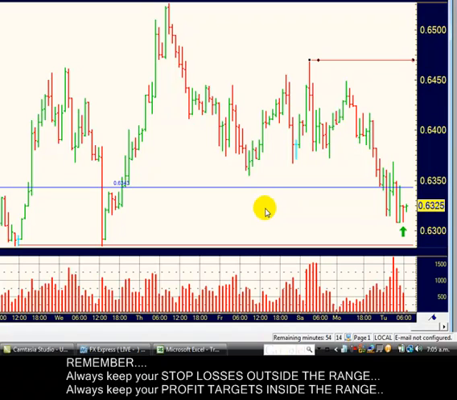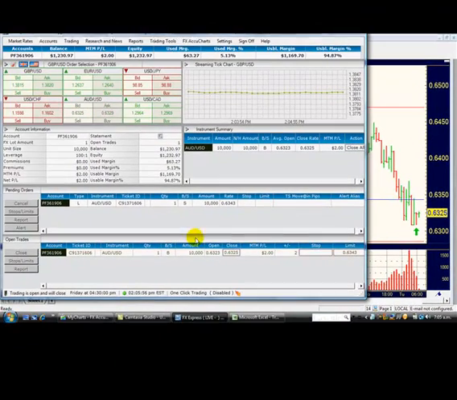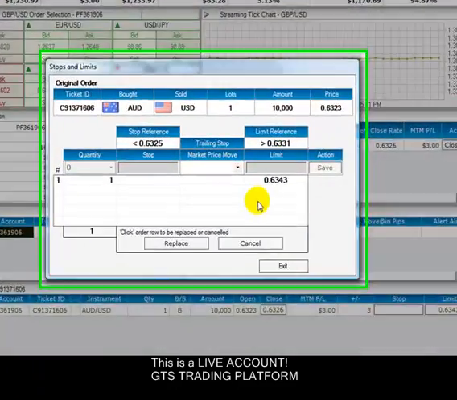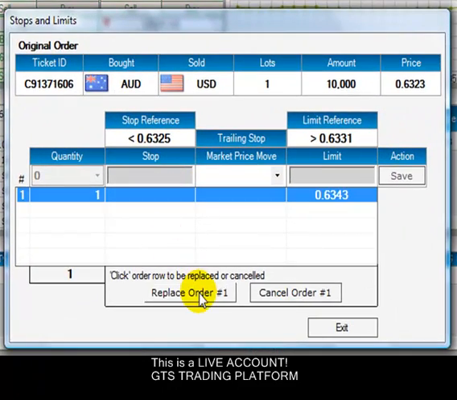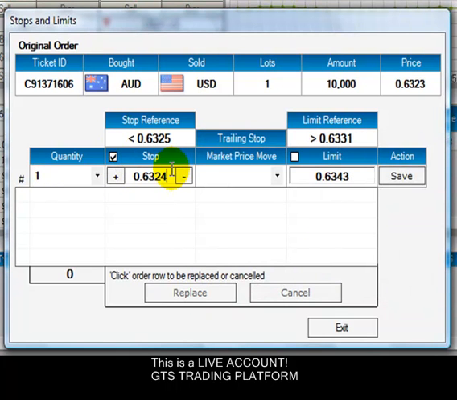Alright, let me go and put my stop in. It's 5 points below. Let me check that low again. Low there is 62.85. So I'm going to have my stop in at 62.80. Let me put that in. Place my stop here, replace the order, put a stop in at 62.80. Okay, save that.